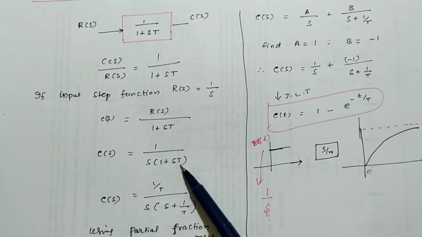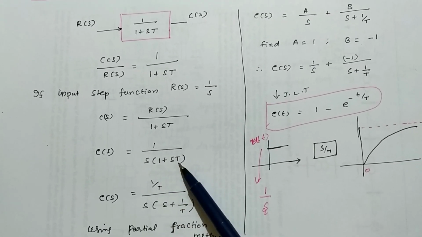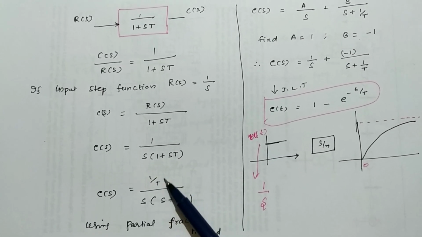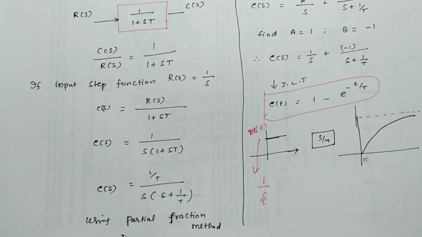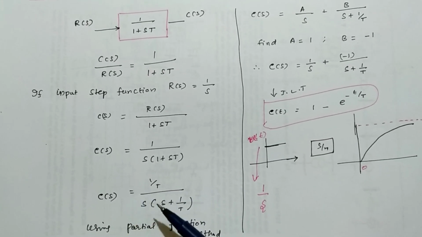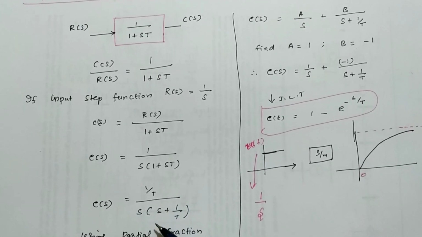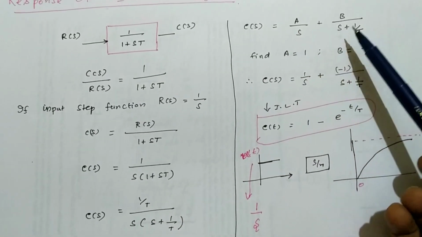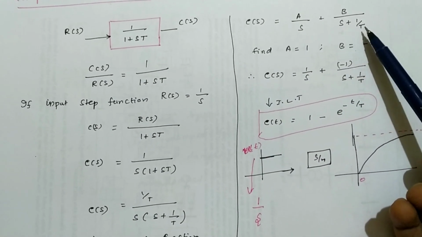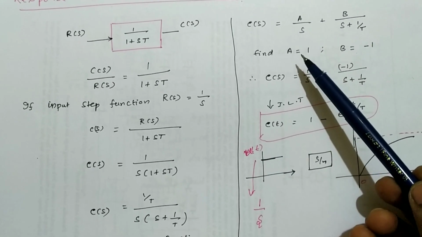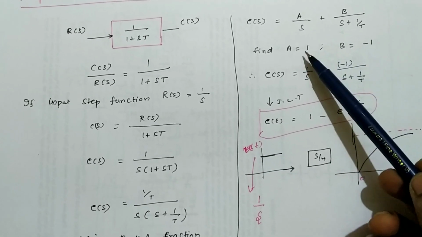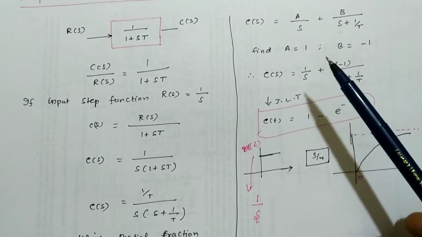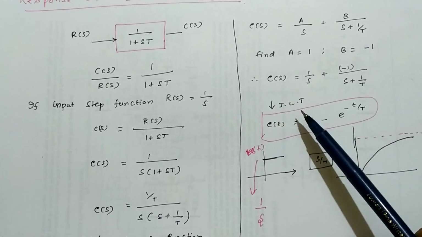Now take T outside. When we take T outside, we have s plus 1 by T, so that T is brought into the numerator, 1 divided by T. When we use partial fractions for this term, the denominator having two terms, we write A by s plus B by s plus 1 by T. Finding the values of A and B, we get 1 and minus 1. So substitute A and B here, then take the inverse Laplace transform.